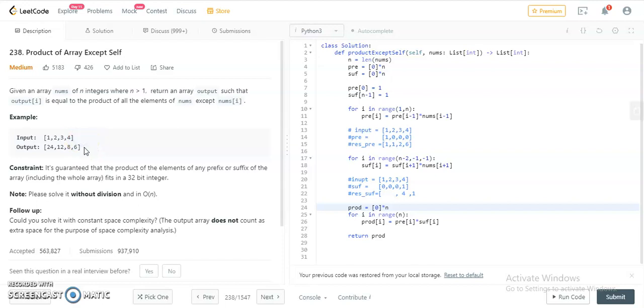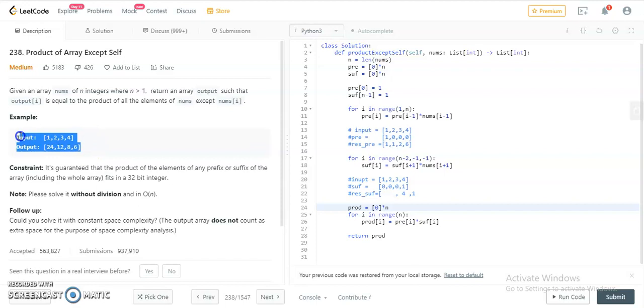So the first approach that comes into our mind is taking the multiplication of the whole array, iterating through the array and substituting each index value by the multiplication divided by that particular ith index value. So if my whole multiplication is 24, then 24 by 1 is 24, 24 by 2 is 12, 24 by 3 is 8, 24 by 4 is 6.